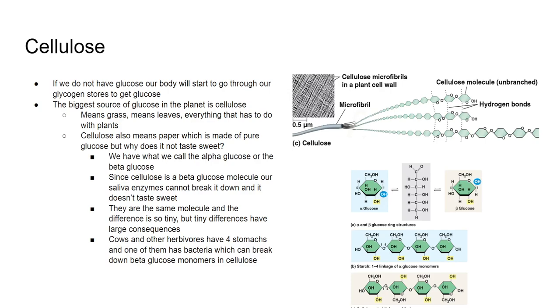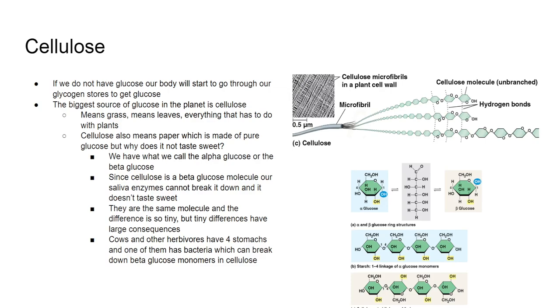And obviously, there are organisms on Earth, for example cows and grazing animals, that are able to digest these macromolecules, but that's because one of their four stomachs has a certain bacteria which can break down those beta glucose monomers in cellulose.